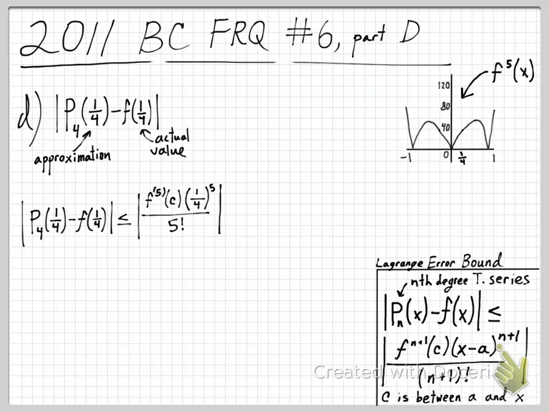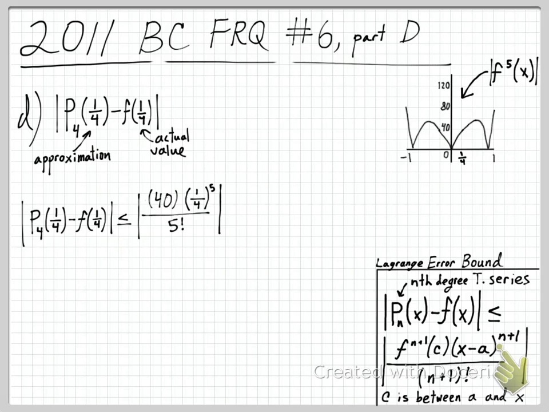Now, conveniently, the problem gave us a graph of the 5th derivative of f, and we know that c is somewhere between 0 and 1/4 because it has to be between a and x, so we're looking for the maximum value between 0 and 1/4, and that's somewhere just below 40. But to be absolutely sure that we're getting the maximum error bound, we can just put in 40 instead of trying to estimate some number below that. So I just put in 40 there.